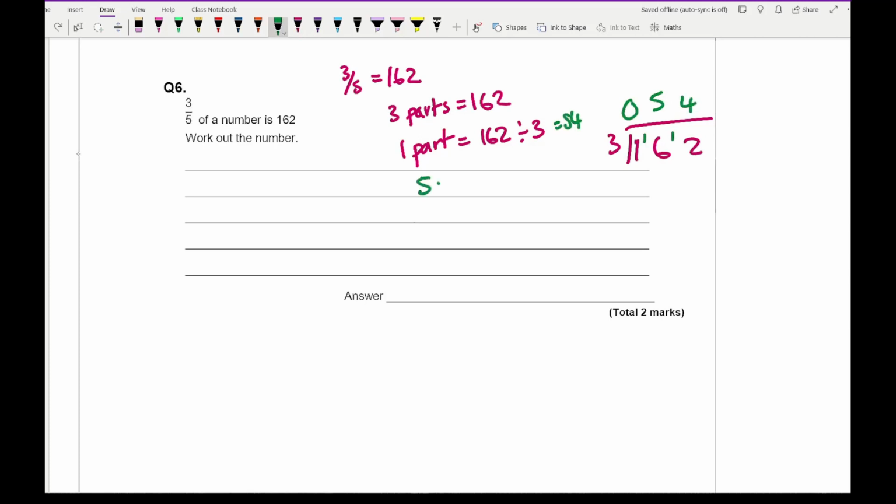And then 5 times 54. And again, you can do that any which way you want. So I've got 2, and then so it's 270.